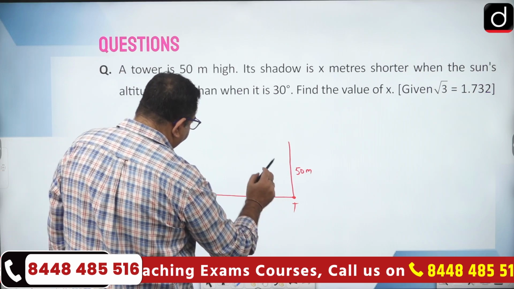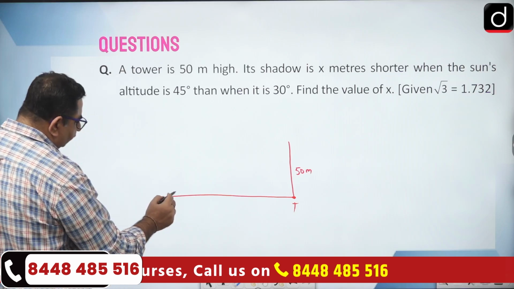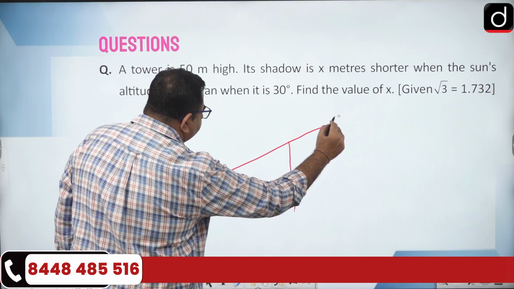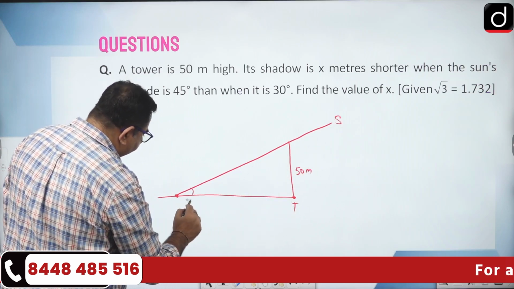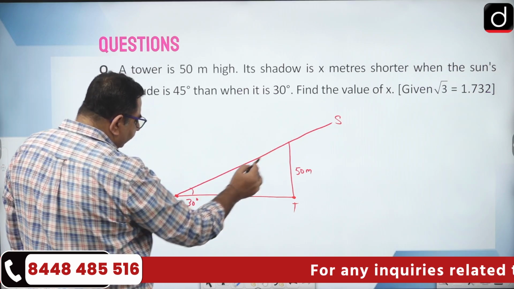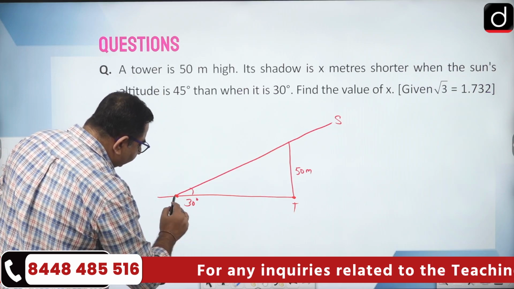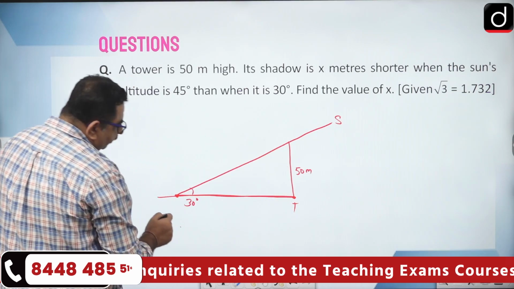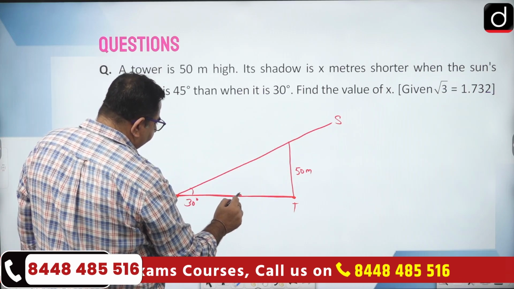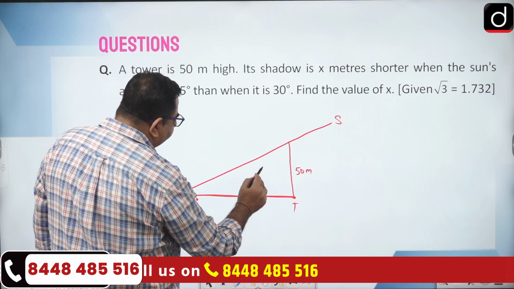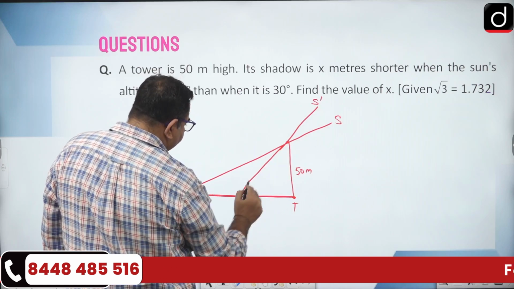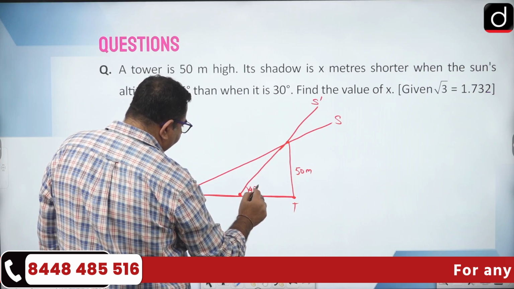Let's say when the sun's altitude is 30 degrees, this is the sun, this is 30 degrees. So when the sun's altitude is 30 degrees, the shadow is that long. This is the shadow of the tower. But when the sun is at this position, this is the new position of the sun, and the sun's altitude becomes 45 degrees.